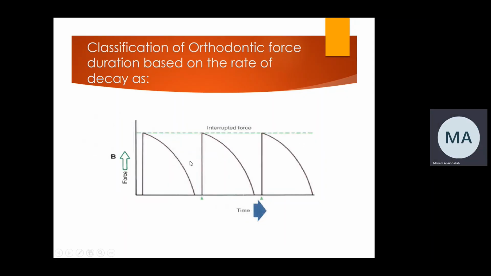The interrupted force is an appliance that will start with the optimal force, and then between visits it will decline, but it will reach zero. Why?